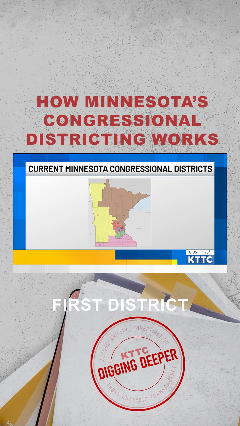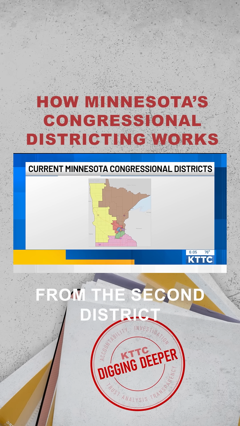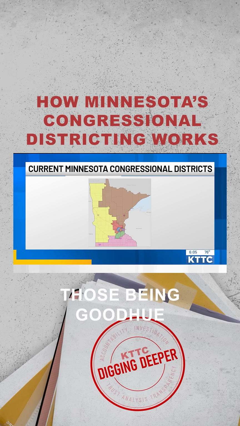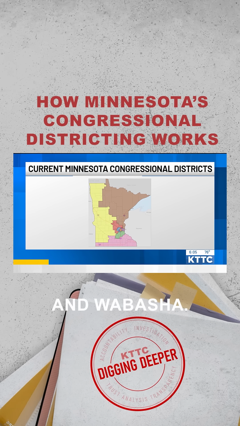The state's first district picked up 2 counties from the second district in 2022, those being Goodhue and Wabasha. Each of these 8 districts now has around 710,000 people.